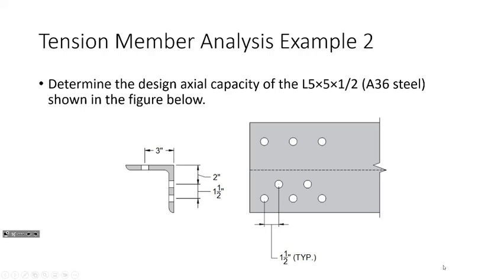All right, this is the example that we're doing today. I want to take a second and explain this member. I have found that in this class, what you want to do is make sure that you're seeing the big picture completely. Okay, so let's talk about this. I have an L5 by 5 by 1/2 of A36 steel shown in the figure below.